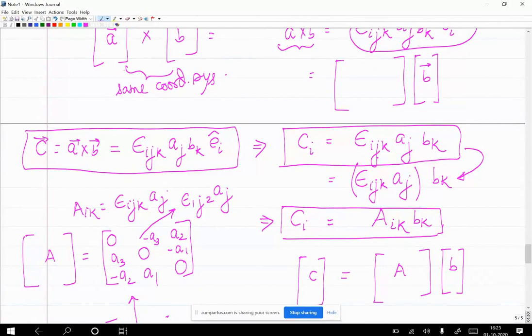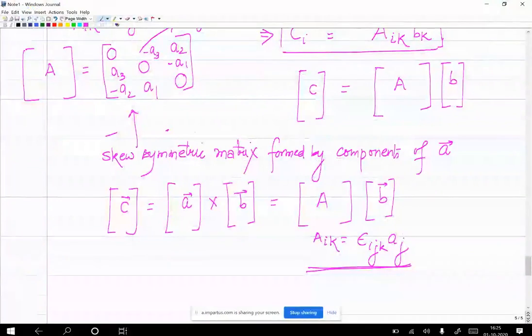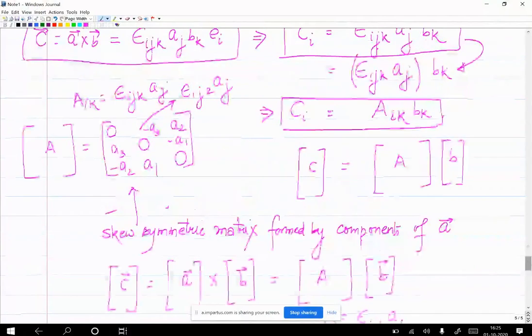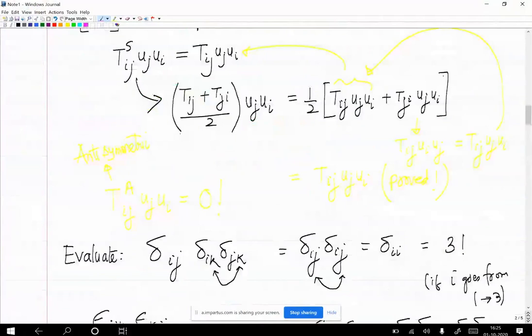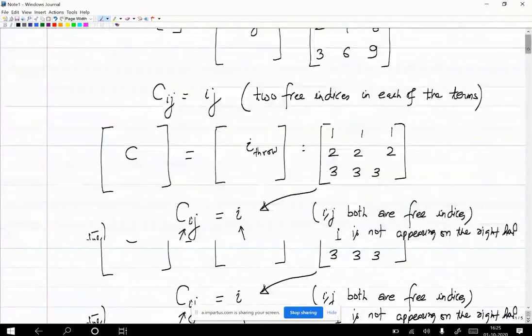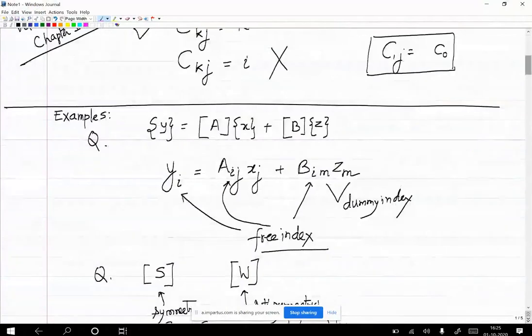Any more questions? Sir, one small query. In the starting of the class, one example you gave, y is equal to ax plus bz. The first example. Can we write bz as b_ij z_j? Let me just go there. Of course, we can do that because you see, m is a dummy index. You can replace it with anything other than I. So yes, you can write it as b_ik z_k.